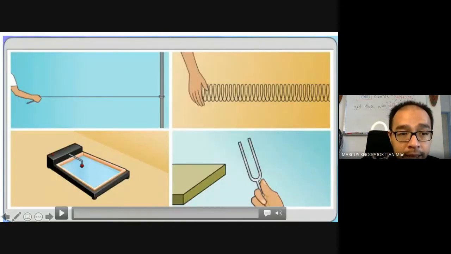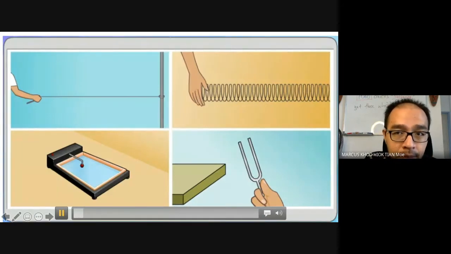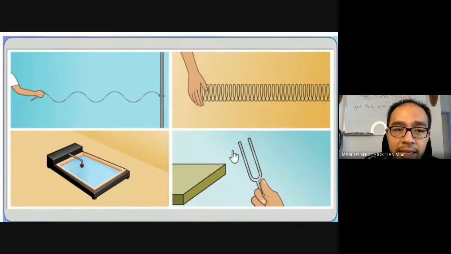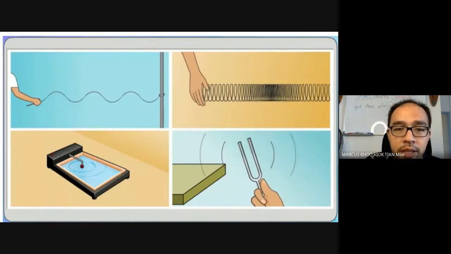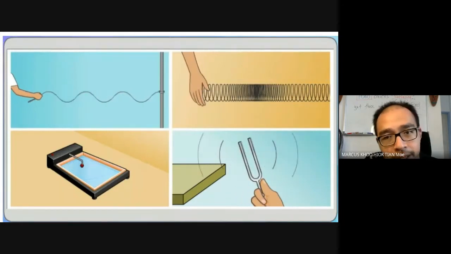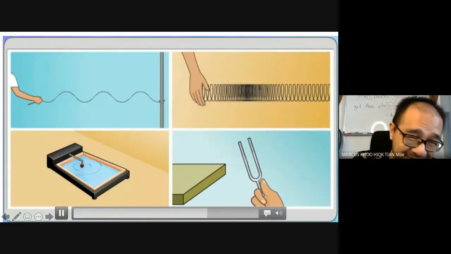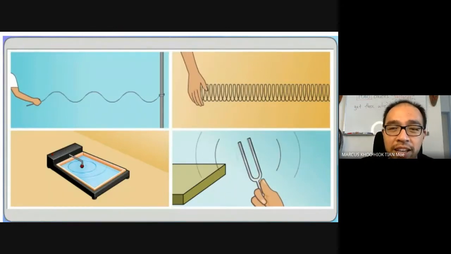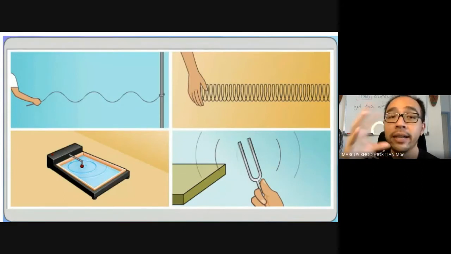Now besides that, there is also this. Click on each graphic. Sorry, this is a video, so it's going to click on its own now. So when you shake a string, when you shake a slinky, you have just observed a few vibrating systems. All these vibrating systems produce waves. The first most important thing is any vibrating system is a system that produces waves. This is the most important thing.